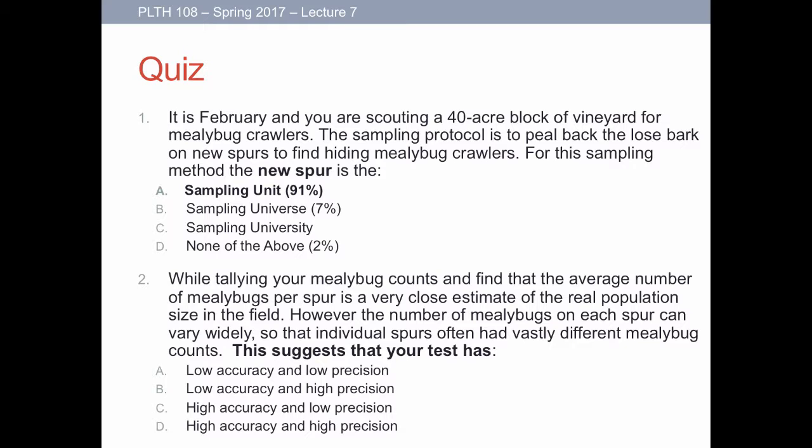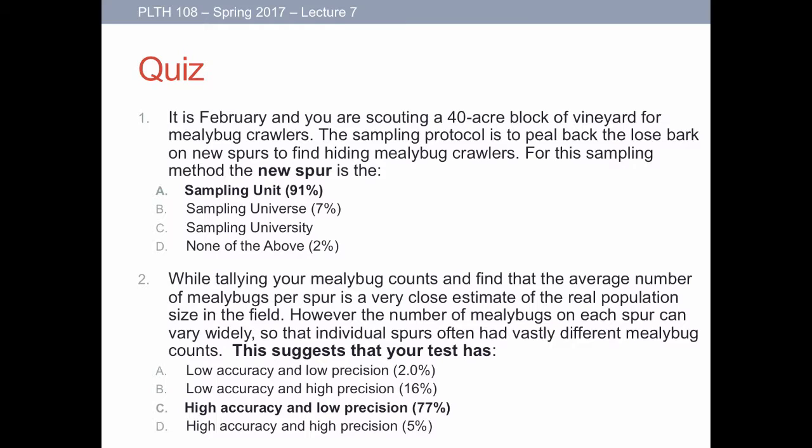And in this second one, we noticed that when you are sampling and you take the average number, you find that the average number of mealybugs per spur is fairly representative of the population as a whole. But you find that the individual counts can be spread all over the place, that they don't all hit really close. You have to take the average to get that close value. So this would suggest that our test is which of these? Low accuracy, low precision. I'm not going to read all those out loud. It is C, yes. That it has high accuracy and low precision.